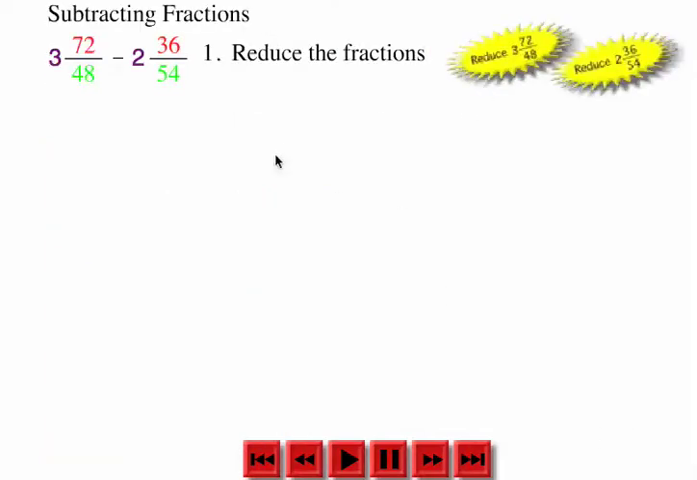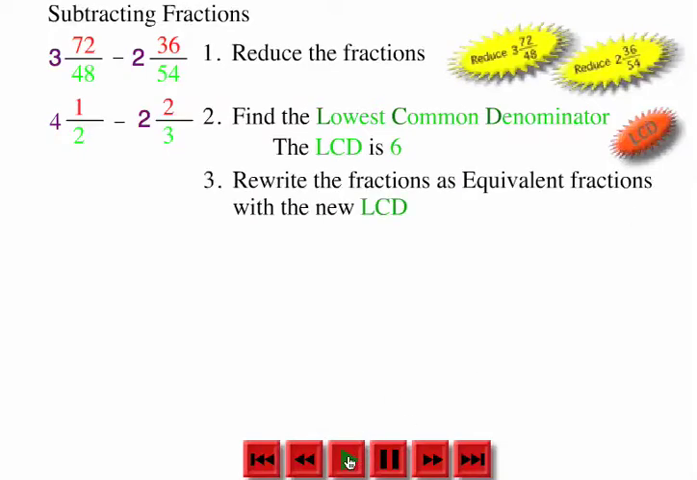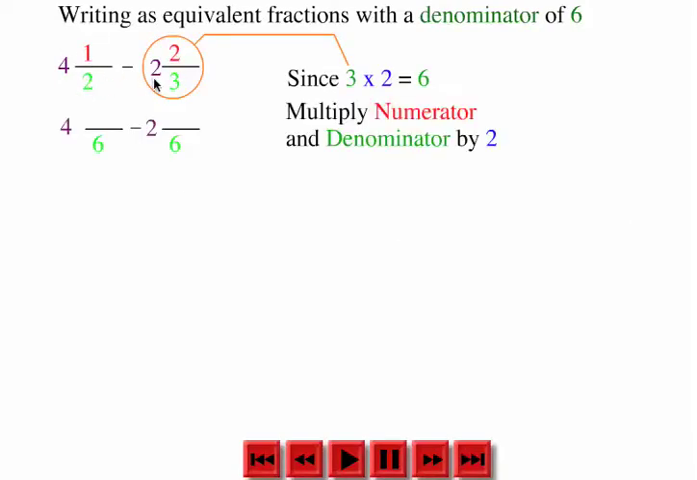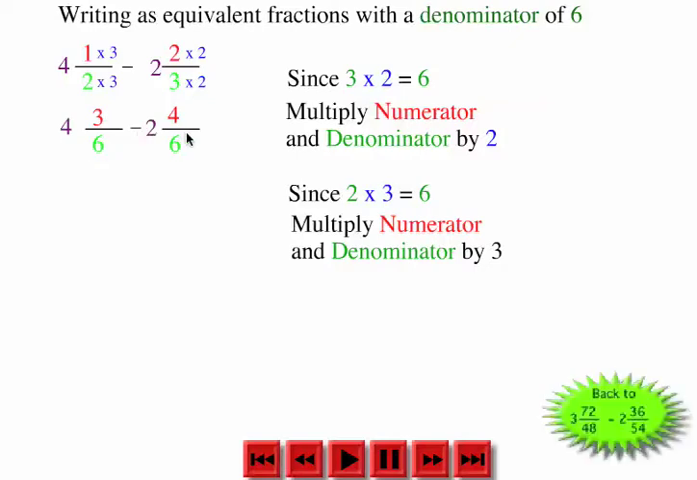So we reduce the fractions, and we have 4 and 1/2 take away 2 and 2/3. Now we want to find the lowest common denominator, which between 2 and 3 is going to be 6. So we write each fraction with the lowest common denominator. And let's see how we do that. We're looking at the 2/3, and the 3 times 2 is 6. So we're going to multiply the top times 2 and get 4. The 2 times 3 is 6, so we do the same to the top times 3 and get 6. So we have 4 and 3/6 take away 2 and 4/6.